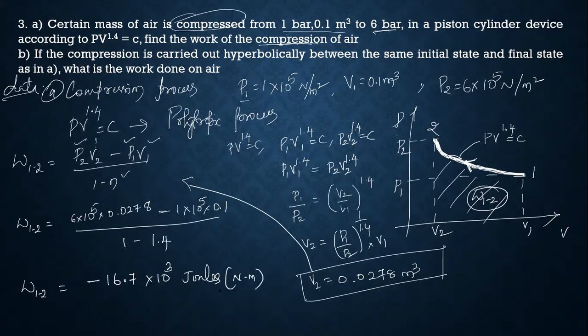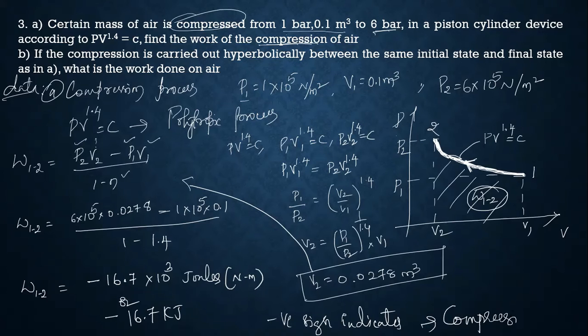You get joules or Newton meter. In another way, you can write minus 16.7 kilojoules. That negative sign indicates the process is a compression process. You know the sign convention: work done on the system is negative, and work done by the system is positive. As it is a compression process, you can verify your answer, you will get a minus.